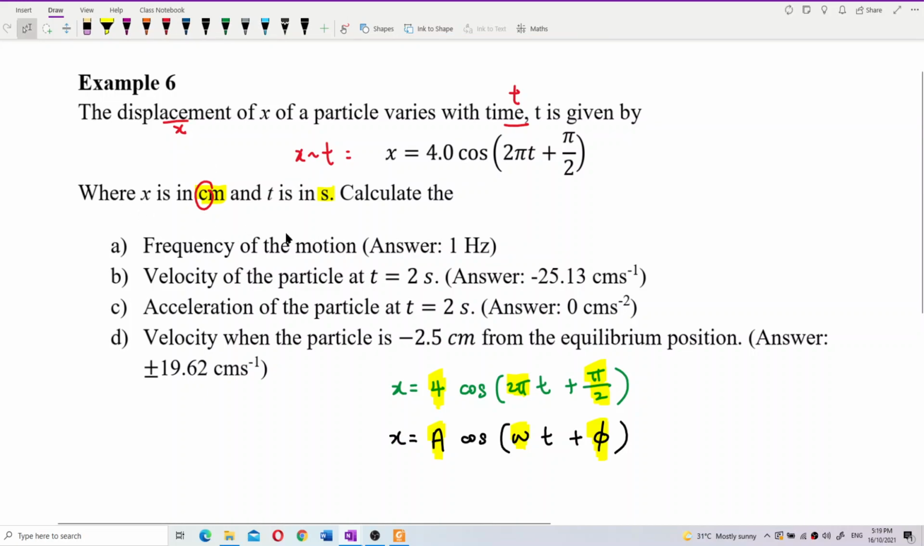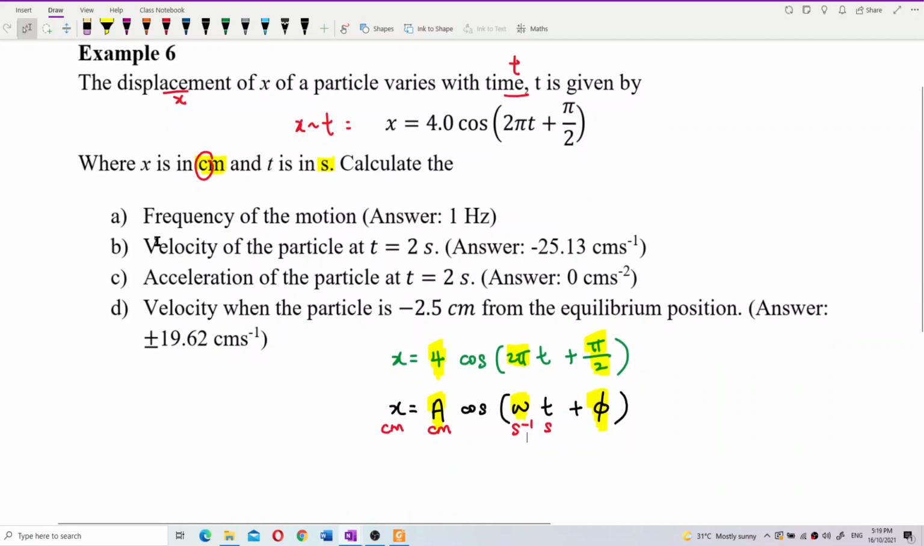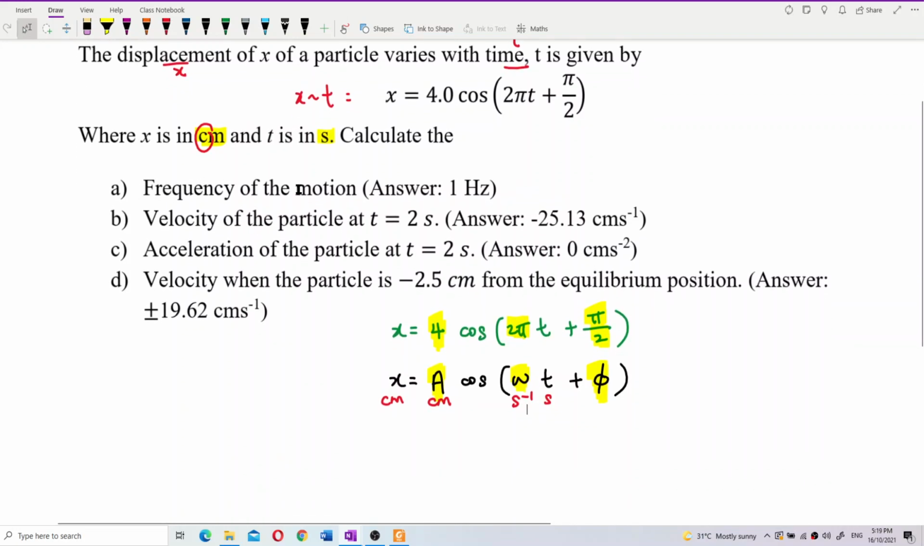And the unit: x is in centimeter. So when the displacement is in centimeter, the amplitude is also in centimeter. The amplitude must also be in centimeter, and the time is in second, so the omega is in per second. Okay, now we can find the frequency of the motion.